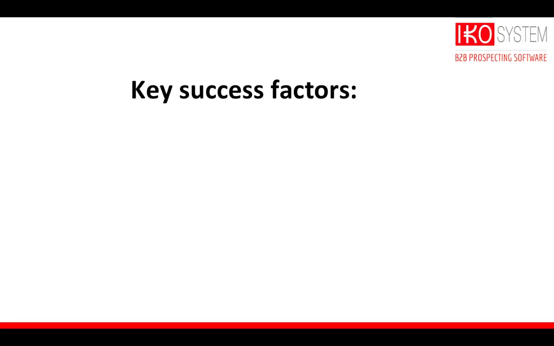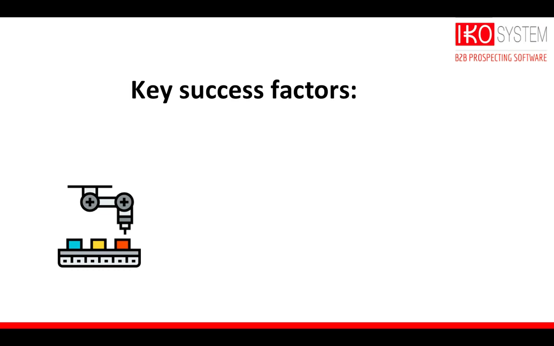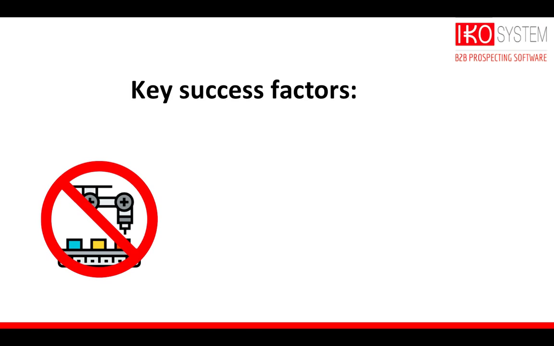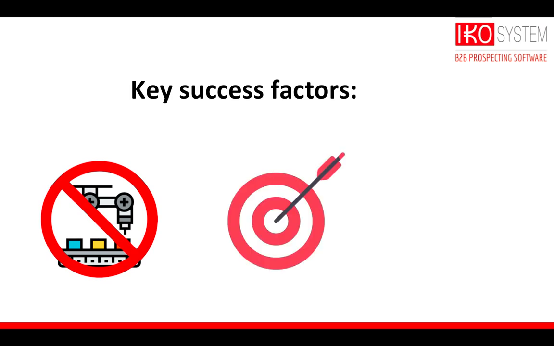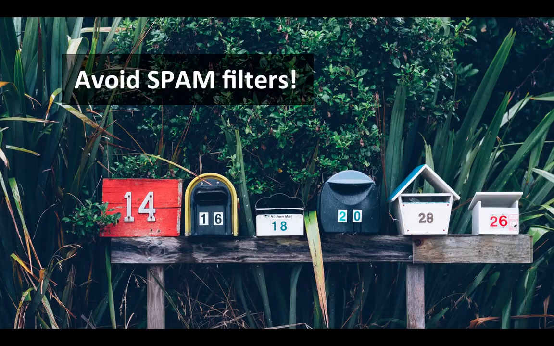If we were to sum up the most important factors for success in your outbound approach, they would be, first, avoid the spam filter by not coming off as automated. Segment who you send to so you can better target. And of course, construct an enticing email. So let's dig a bit deeper into these 3 points.